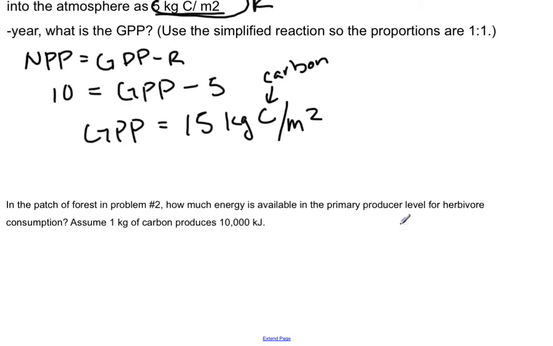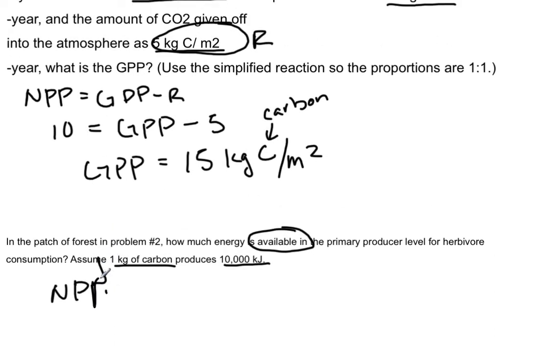So question 3 is a continuation of question 2, so let's go ahead and start off with our answer. Let's see, in the patch of forest in question number 2, how much energy is available to the primary producer level of herbivore consumption, assuming that 1 kilogram of carbon produces 10 kilojoules. Now, you have to assume it's talking about how much is available. The amount of CO2 that we produce that is gone into the atmosphere is not available for herbivores, so we actually have to use NPP for our calculations here. NPP, and that was given to us as 10 kilograms of carbon.